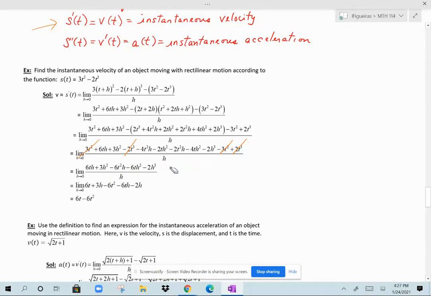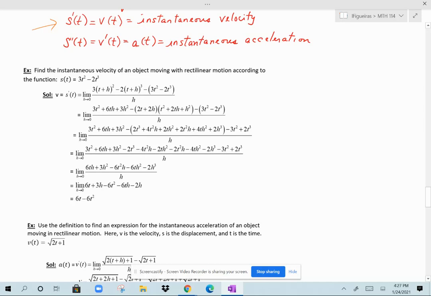So everything left in the numerator here has a common factor of h. So if I factor that out and cancel it with the denominator, you are left with this limit, which means that I can now apply direct substitution. So anything with an h will go to 0. So this one goes away, this one goes away, and this one goes away. I'm left with this as my general expression for velocity, 6t minus 6t squared.